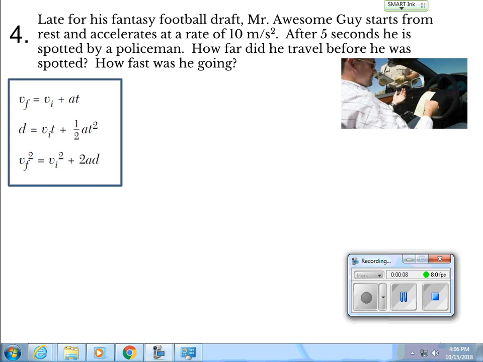Late for his fantasy football draft, Mr. Awesome Guy starts from rest, so V initial is 0, and accelerates at a rate of 10 meters per second squared. Here's my A. After 5 seconds, there's my T, he is spotted by a policeman. How far did he travel before he was spotted?